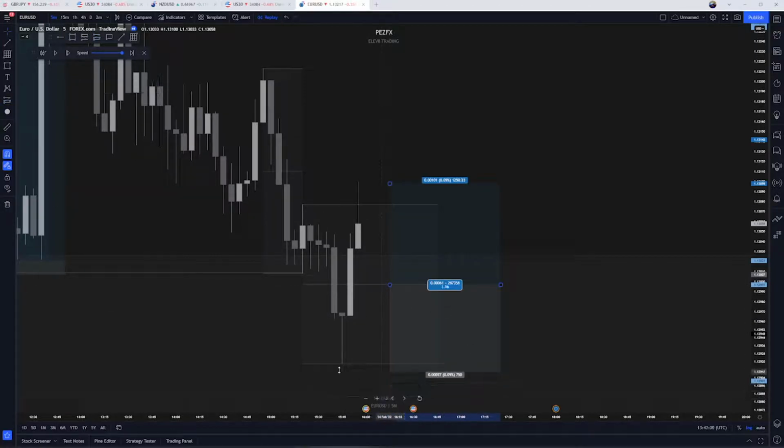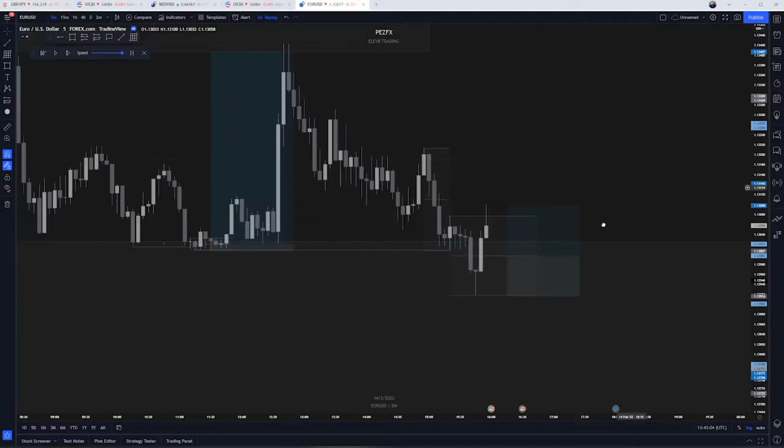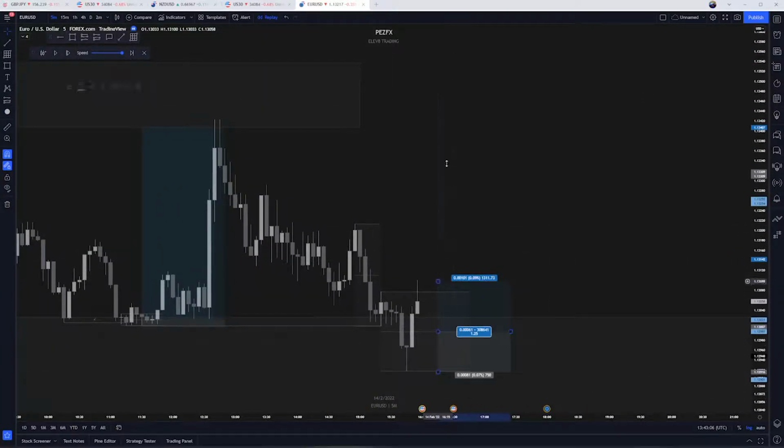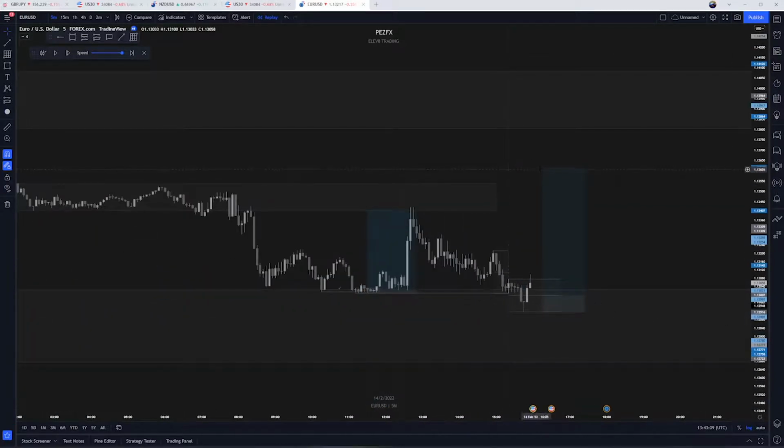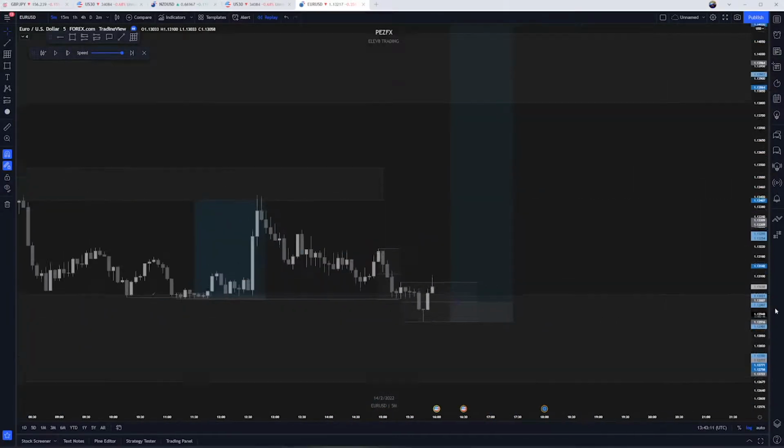So entry goes at the EQ. A little bit of a bigger stop loss this time. But because we're trading the 4 hour, our TP is pretty high anyway, so it doesn't really matter.